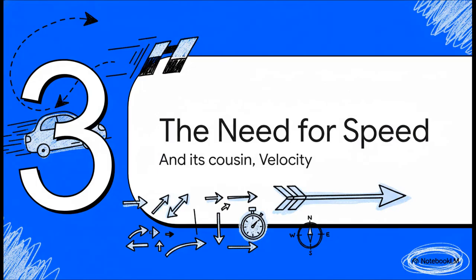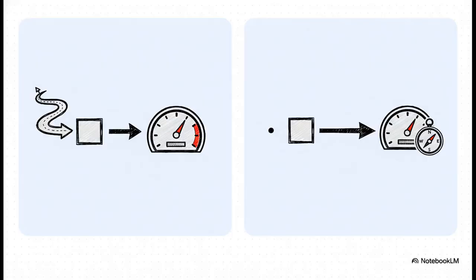All right, so we've figured out the path something takes. The next obvious question is, well, how fast did it go? And this brings us to another famous pair that people mix up all the time: speed and velocity. And no surprise here, the difference between them goes right back to our scalar versus vector rule.